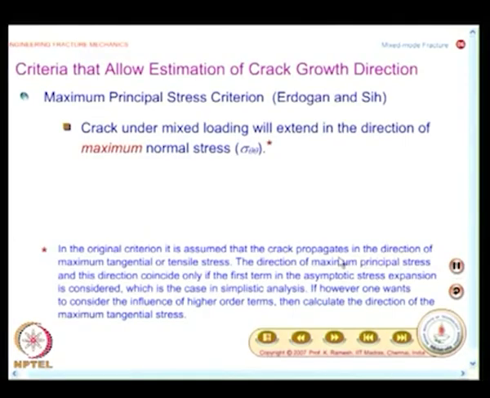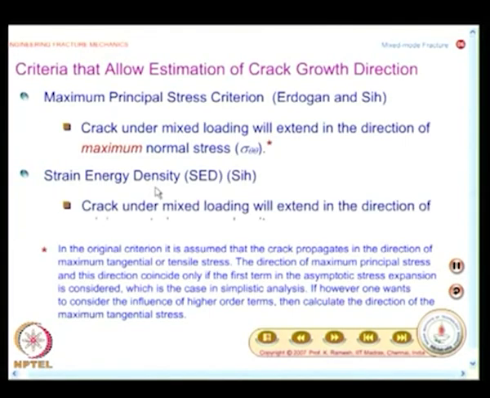The other criterion is known as strain energy density, which is abbreviated as SED, and it is due to Sih.